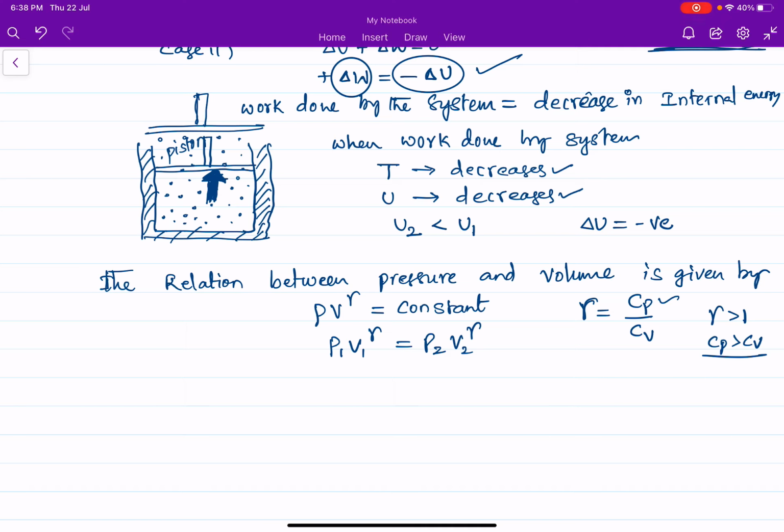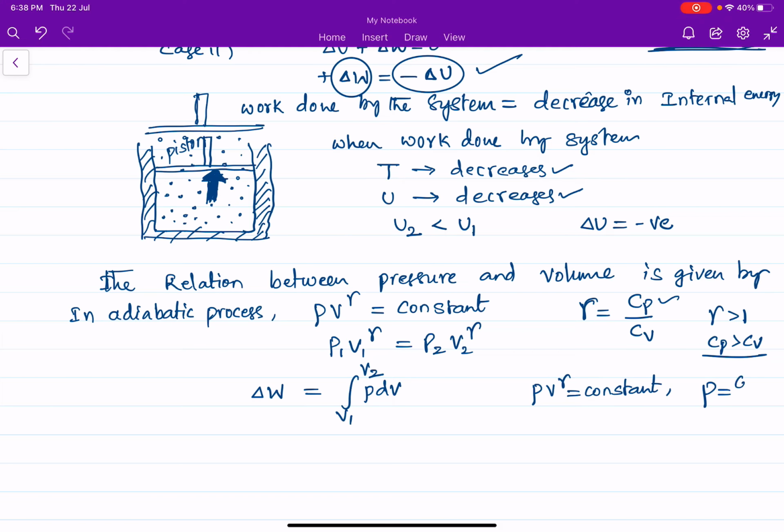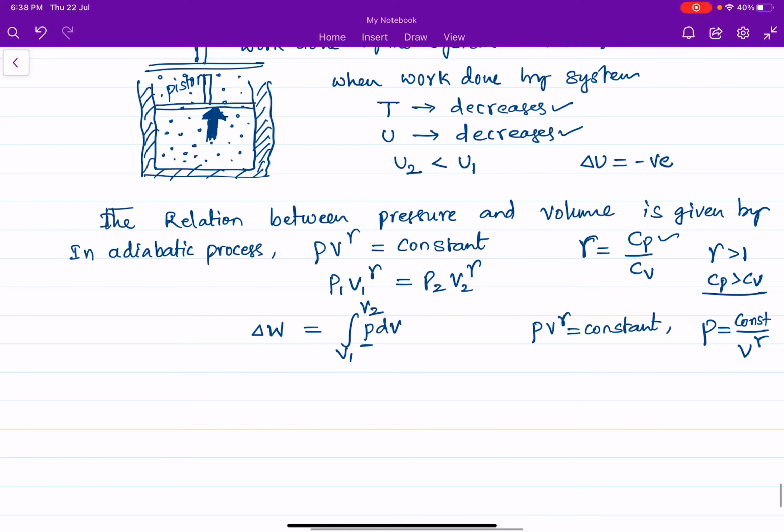In the adiabatic process, PV power gamma is equal to constant. Here we know a small amount of work done in the adiabatic process is given by the integral PdV. We have discussed this already, and volume is changing from V1 to V2. So I am writing PV power gamma is equal to constant. From this I am rearranging the terms: pressure P is equal to constant divided by V power gamma. So I am writing constant by V power gamma in the place of P.